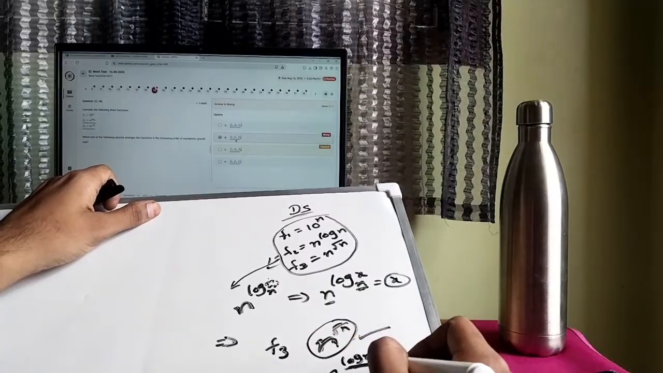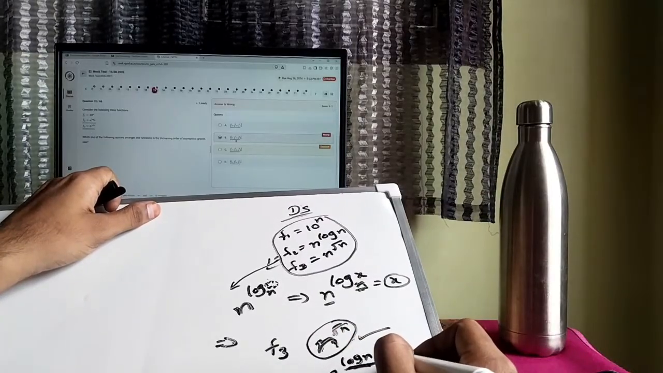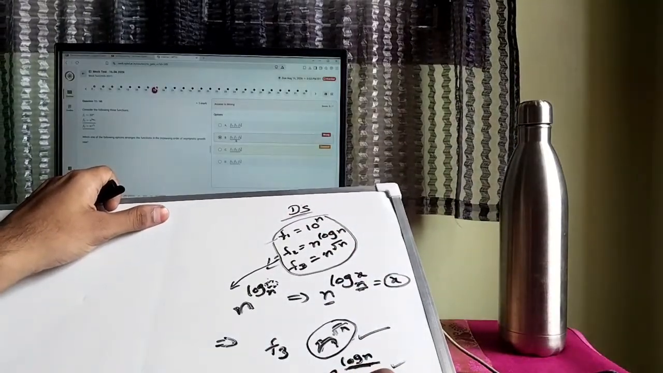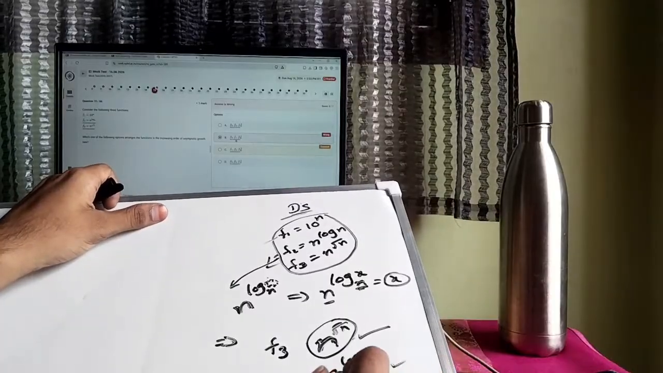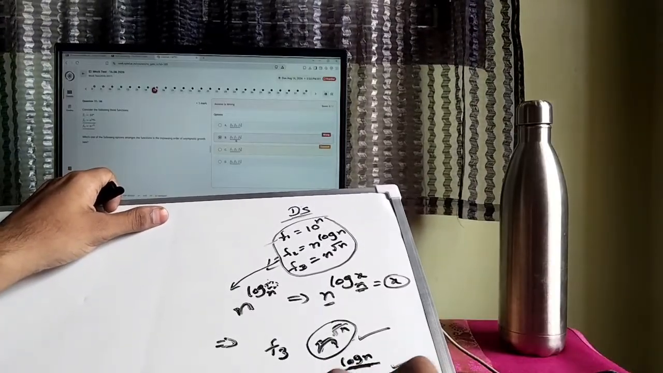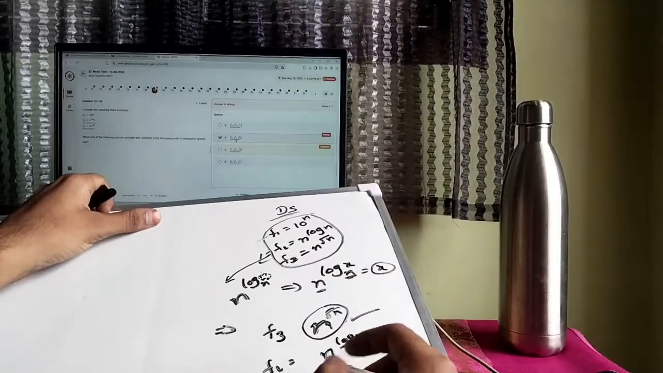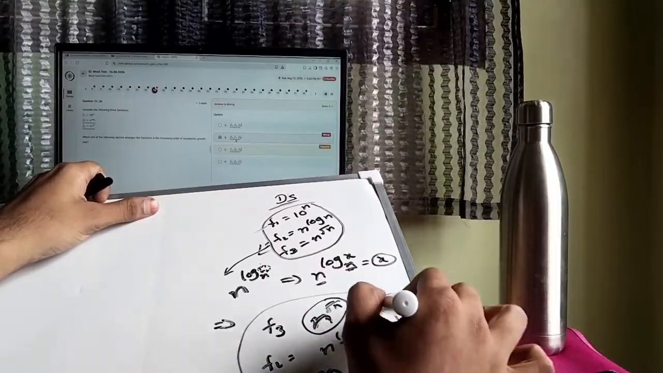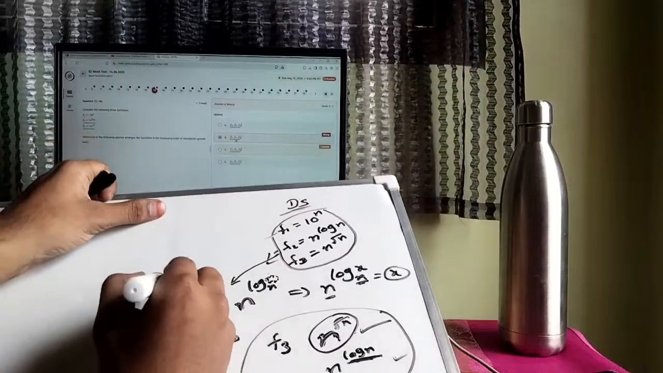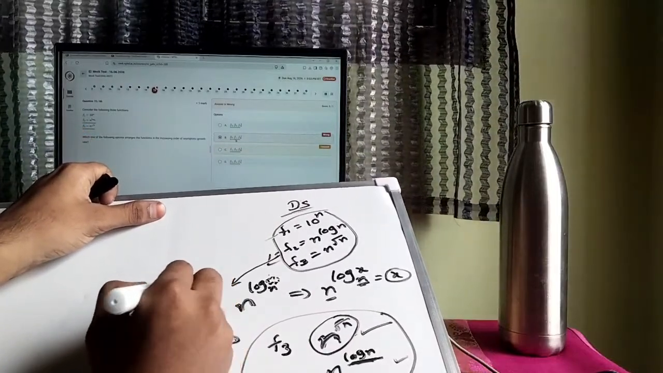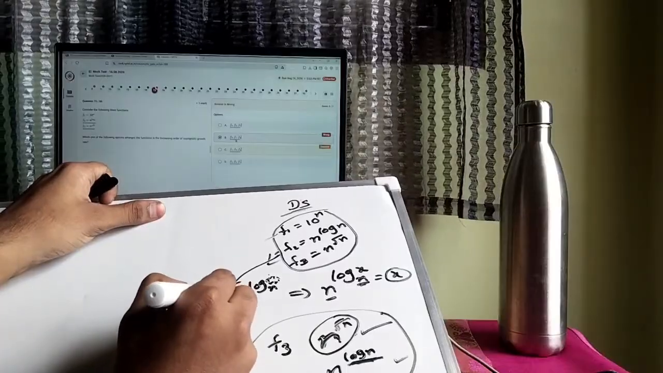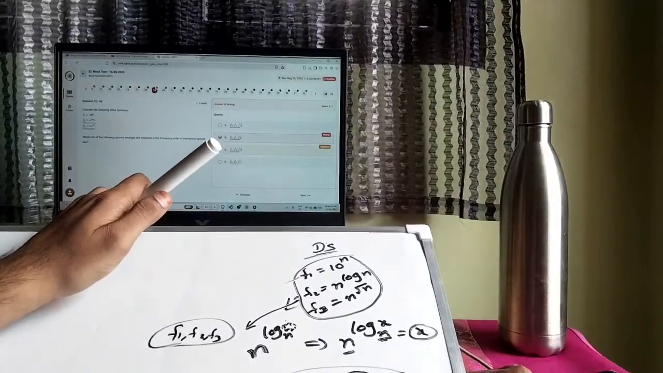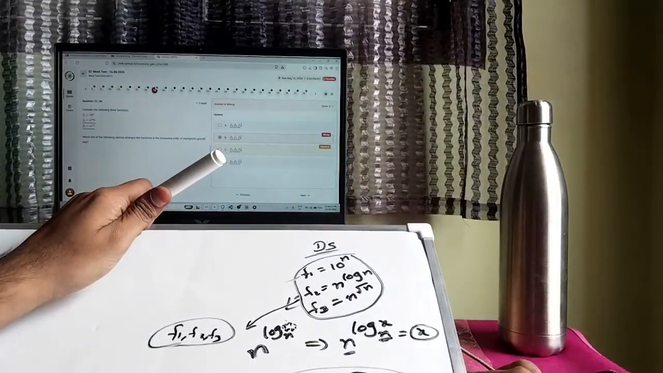And f2 is slightly lesser than f3, and f1 is the least function, it is like a constant power n. So at some point of n, these three functions will behave like this constantly. We can see f1, f2 and f3. So this will be the order, and C will be the correct option.